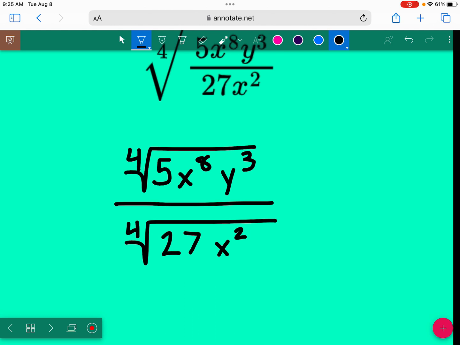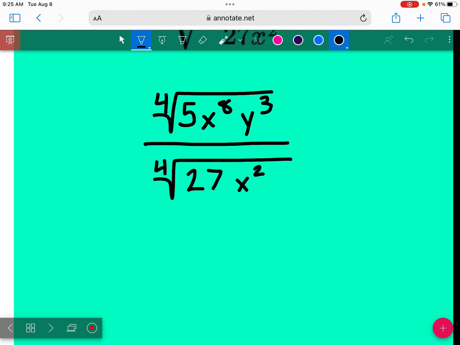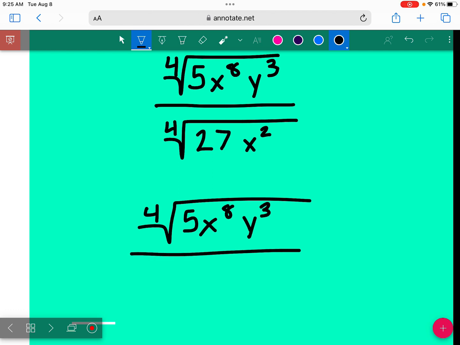If you rewrite it as something with an exponent, you're probably going to save yourself some work. So how can I rewrite 27 as something with an exponent? 3 to the third, right? So if we do, I'm going to rewrite this whole thing, but if you just erase your 27, you'll see the same thing: a third over the fourth root of 3 to the third x squared.